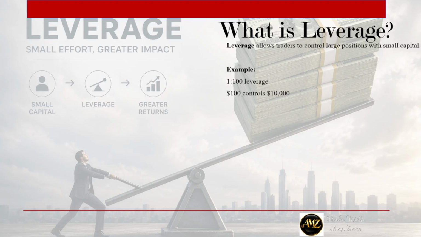So let's look at 1:100 leverage, for instance. You deposited $100 into your account. With a 1:100 leverage, $100 can control a $10,000 position. So understand this: $100 times 100 equals the $10,000 position you could manage, or I can say you could open. The advantage of leverage: higher profit possibilities.